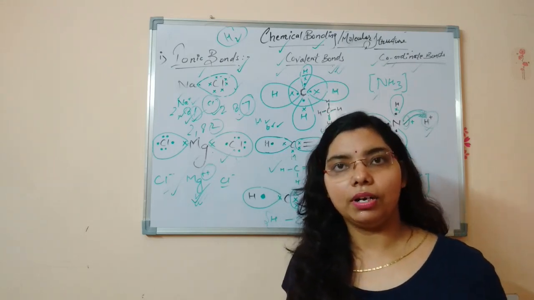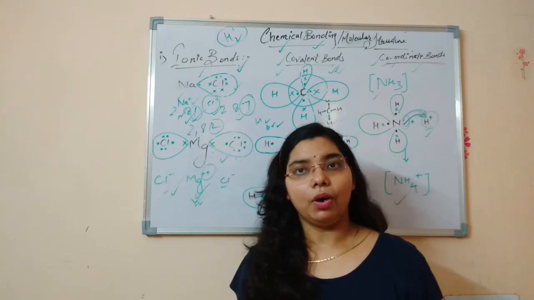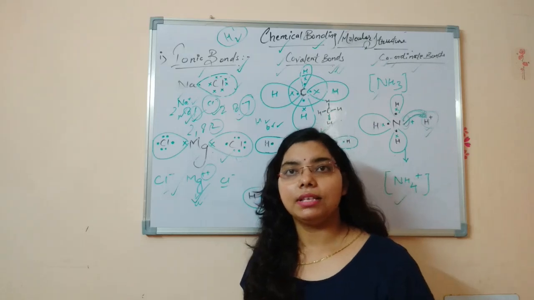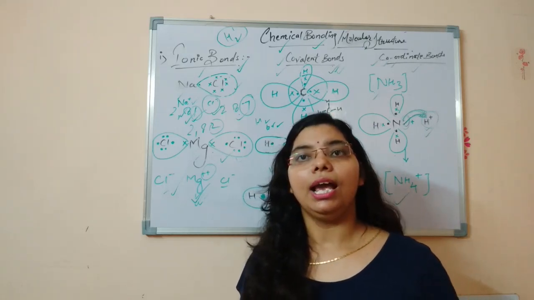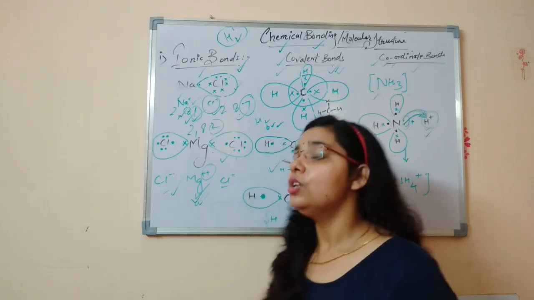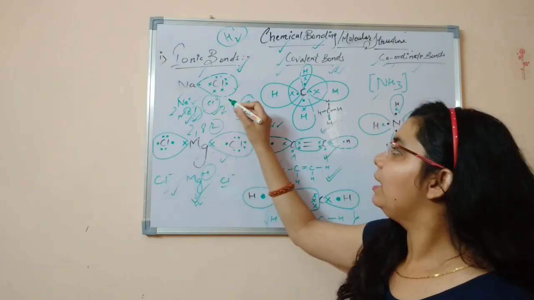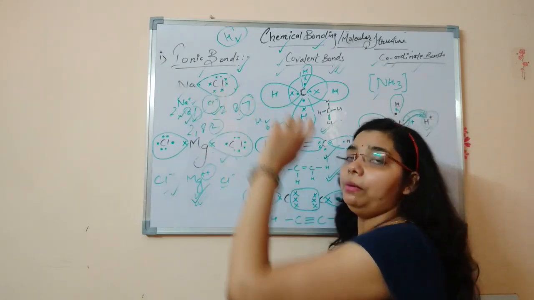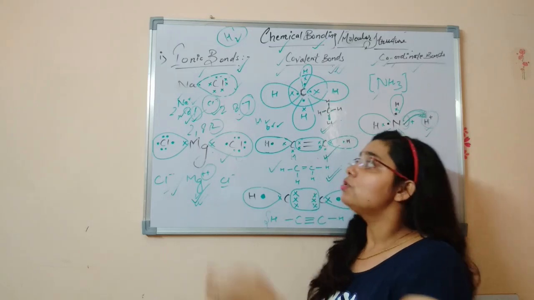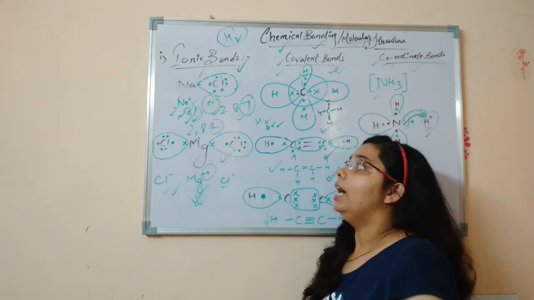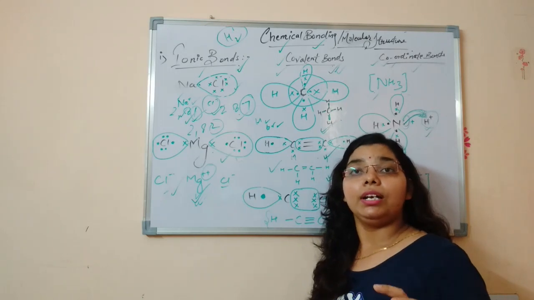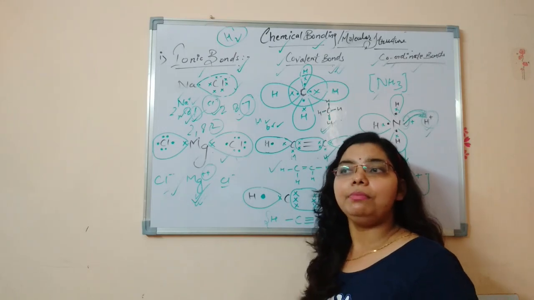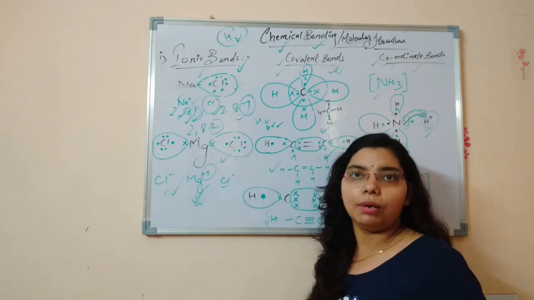What is an ionic bond? An ionic bond is a bond where acceptance and donation of electrons takes place. It means one species will donate the electron and another will accept it. Let me depict it with a common example, sodium chloride. Here sodium contains one electron in its outermost shell, so it will donate one electron to chlorine. Chlorine contains seven electrons in its outermost shell, so it needs one electron to complete its octet, and sodium needs to donate one electron to complete its octet.